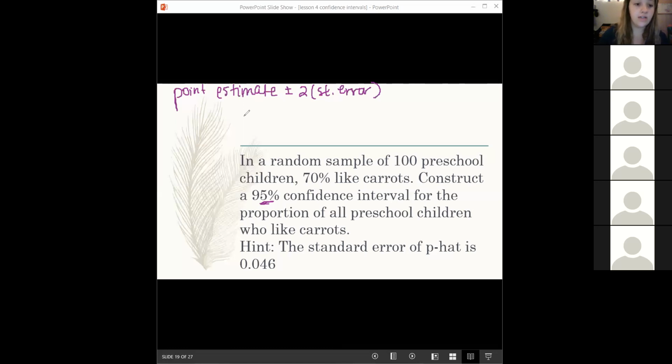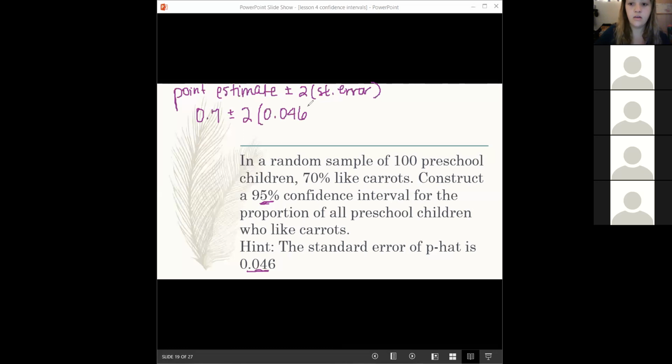So if we turn that into a decimal, that's just going to be 0.7 plus or minus 2 times our standard error, which I just gave you down here. So 0.046. And then if we were to solve this, we would get, like Hannah said, 0.608, comma 0.792. So that is how we find it, and that is going to be our 95% confidence interval.